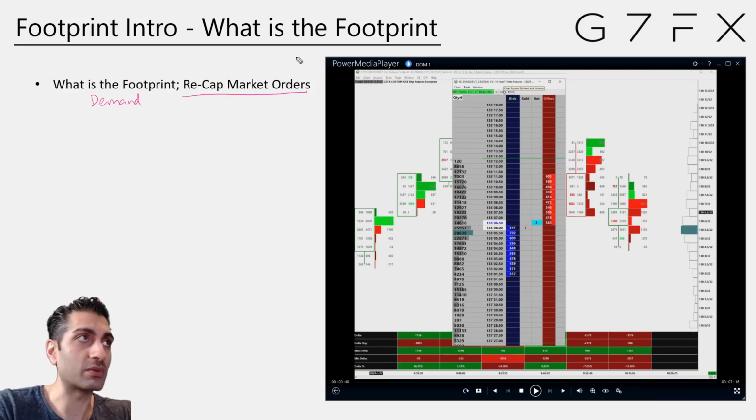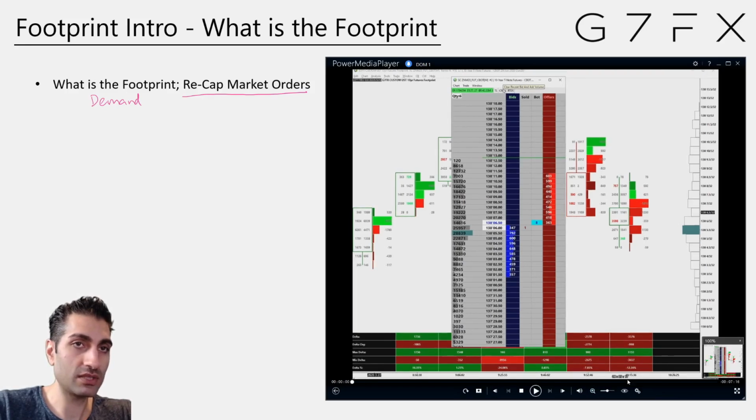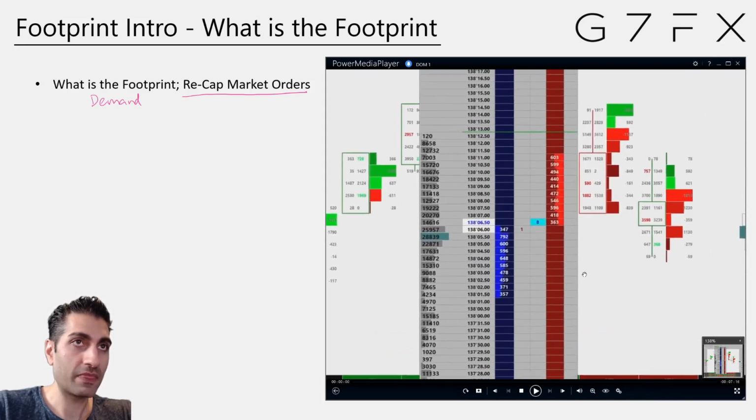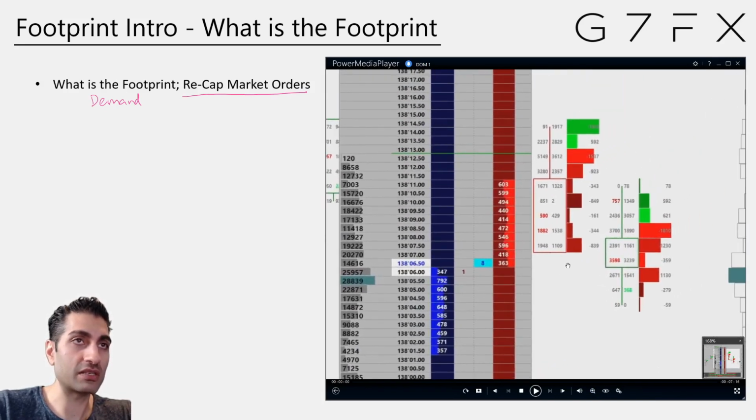Supply doesn't come into it. We're purely interested in demand for the reasons that I've mentioned many times in the foundation course. And just to reiterate that fact, I'm going to zoom in here. So let's zoom in. Just bear with me, sorry, whilst I get my bearings. So let's zoom in so you can see this a lot better.